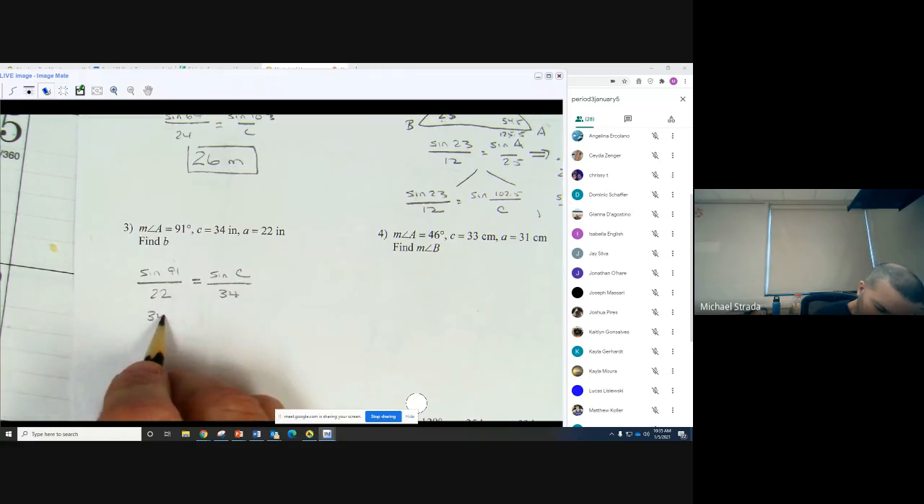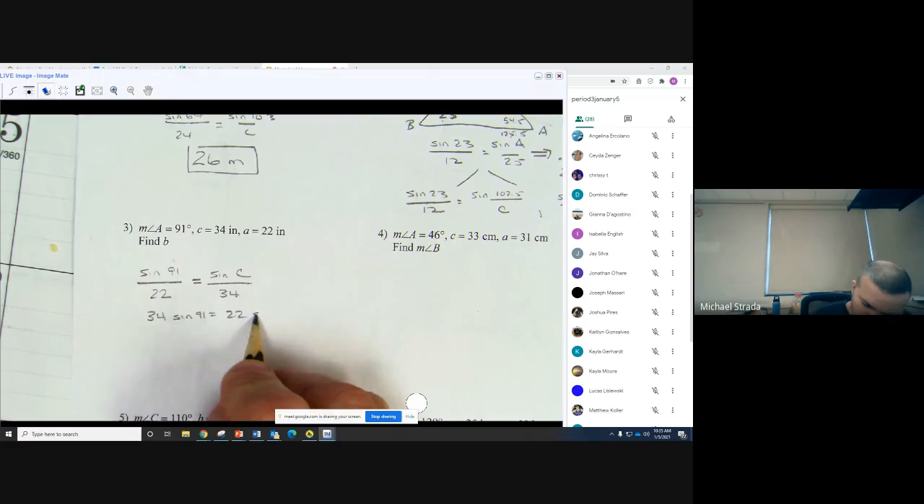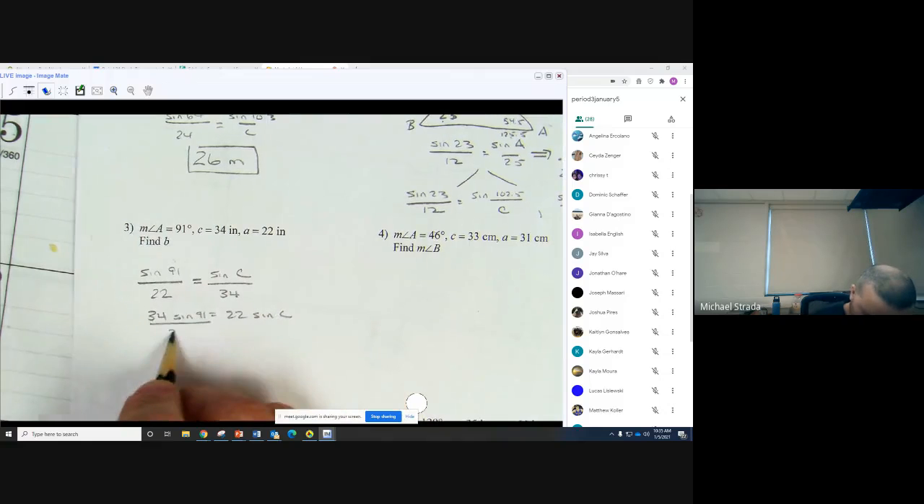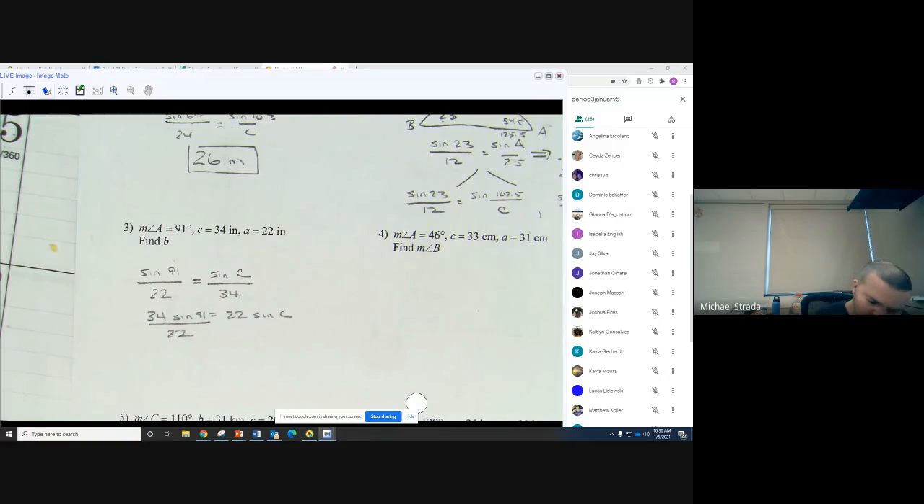Again, I cross multiply. 34 sine 91 equals 22 sine C. And then divide by 22. When I do that, it'll give me sine C. That comes out to a decimal of 1.545 is sine of C. Sine cannot be greater than 1. And again, therefore it has no solution.